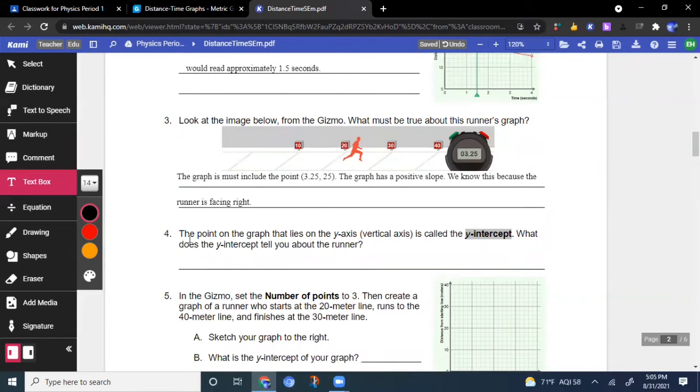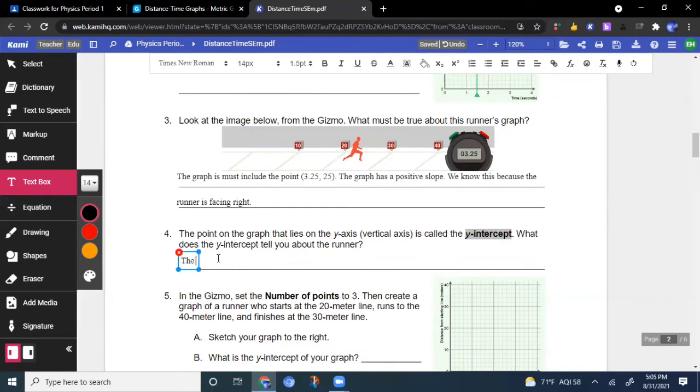Number 4, the point on the graph that lies on the y-axis, the vertical axis, is called the y-intercept. What does the y-intercept tell you about the runner? The y-intercept indicates the starting position of the runner. It's where the runner is at time equals 0.